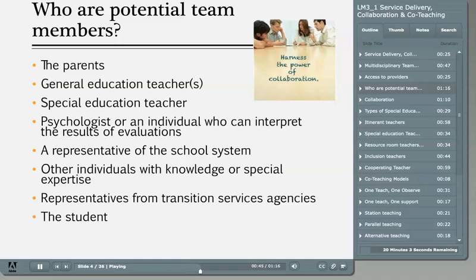program, a representative of the school system who knows about special education services and who has the authority to commit resources, such as the school principal, and other individuals with knowledge or special expertise about the student that are invited by the parents or the school district. Also, representatives from the community or transition service agencies when those services are being discussed, and then also the child when appropriate.